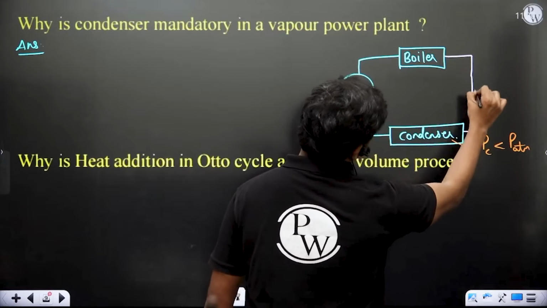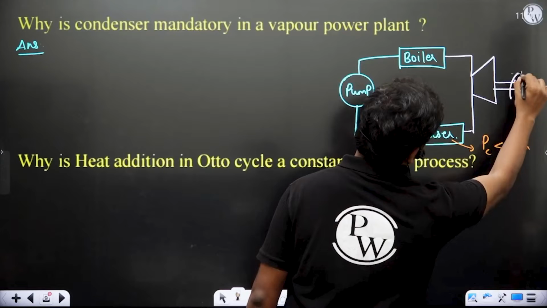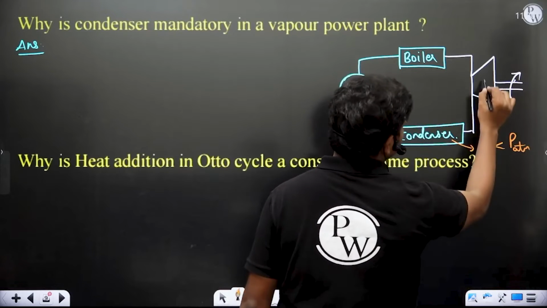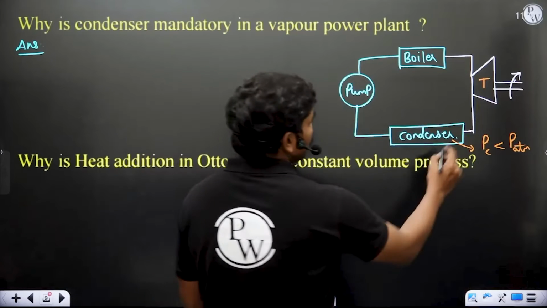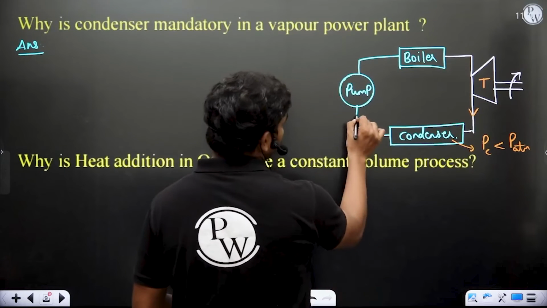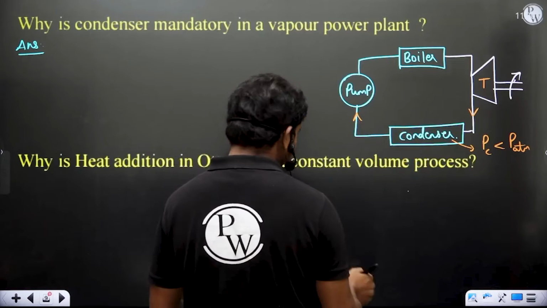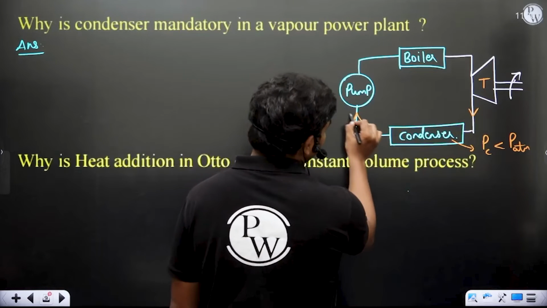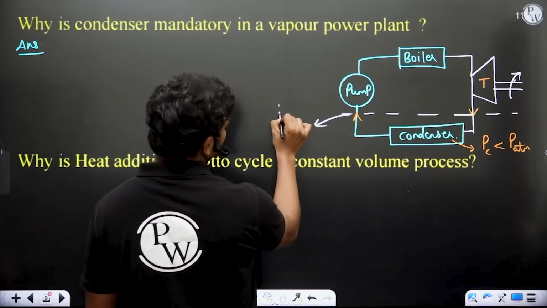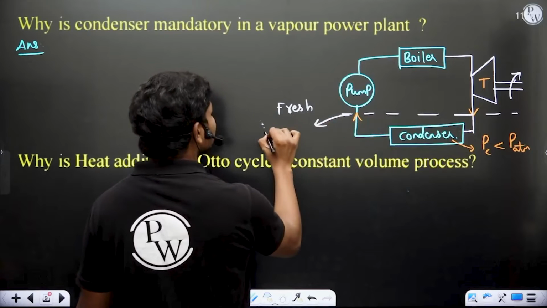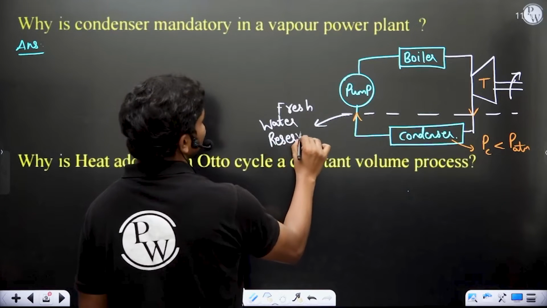Fine. So let's have a turbine as well. So this is your turbine, for example. Now clearly you can understand that whatever comes out from the turbine will go into the pump via this condenser. Now in interviews people ask, let's suppose I delete this condenser and connect a reservoir. This is a fresh water reservoir. Let's suppose some large amount of water is already available to you.